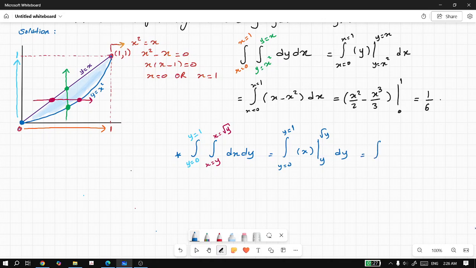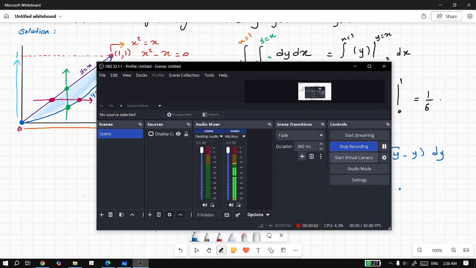Substituting the limits of integration gives me y equal to 0, y equal to 1, and this part becomes square root of y minus y, dy. Evaluating that integration takes some other steps, and the result again will be 1 over 6. So that is how we are using double integration for finding the area between two curves. That's all about example 1. We are moving to example 2.